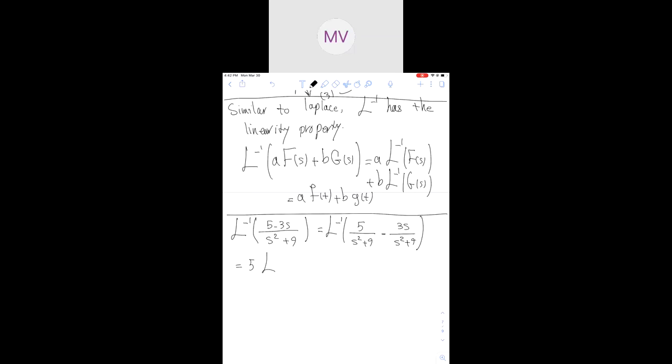5 Laplace inverse of 1 over s squared plus 9 minus 3. Let me do something and tell me if it's wrong or correct. 3s and then 1 over Laplace inverse of s squared plus 9. Is this correct or not? What's wrong about it? Oh, definitely don't do that. Sure. What's wrong with it? Can you teach me what's wrong with it?